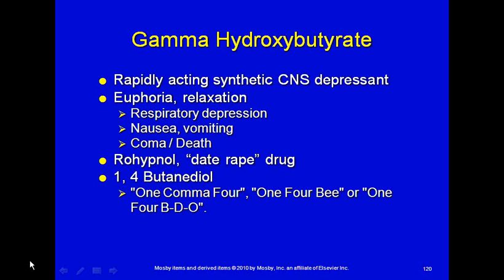Gamma hydroxybutyric acid, GHB for short, is a rapidly acting synthetic CNS depressant. It causes euphoria, relaxation, but also, particularly mixed with alcohol, it causes respiratory depression, nausea, vomiting, coma, and death. We saw GHB show up in bodybuilders particularly who were taking anabolic steroids.